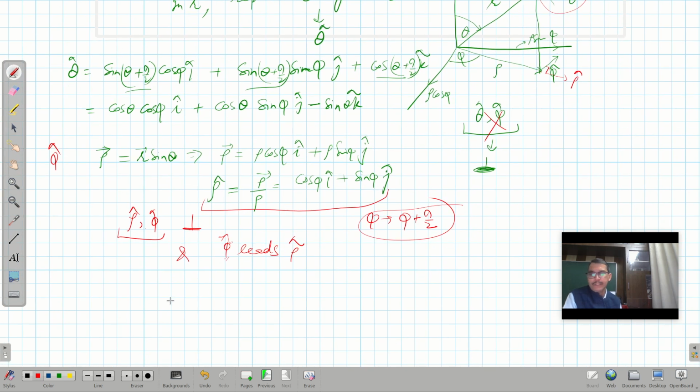So this phi cap is equal to cos of phi plus pi by 2 i cap plus sine of phi plus pi by 2 j cap. So I simply write it as minus sine phi i cap plus cos phi j cap. So let me summarize these results here now. What are the results which I am getting?